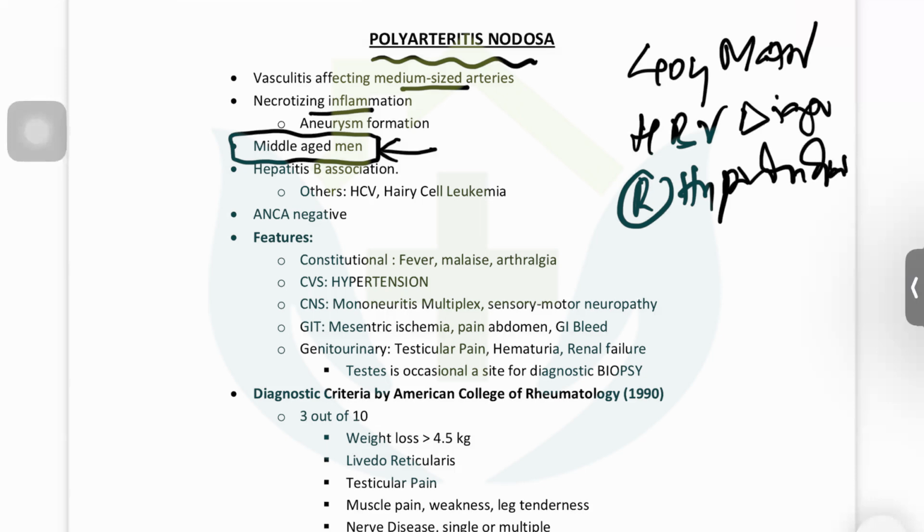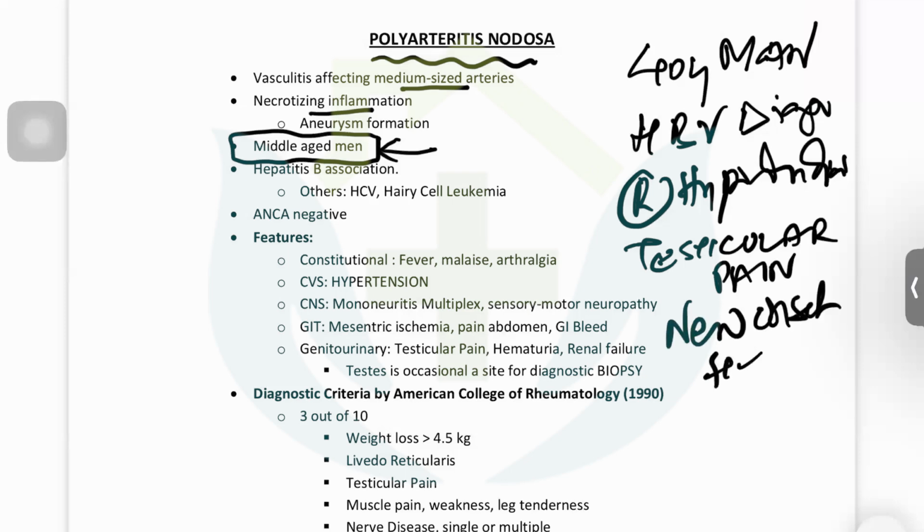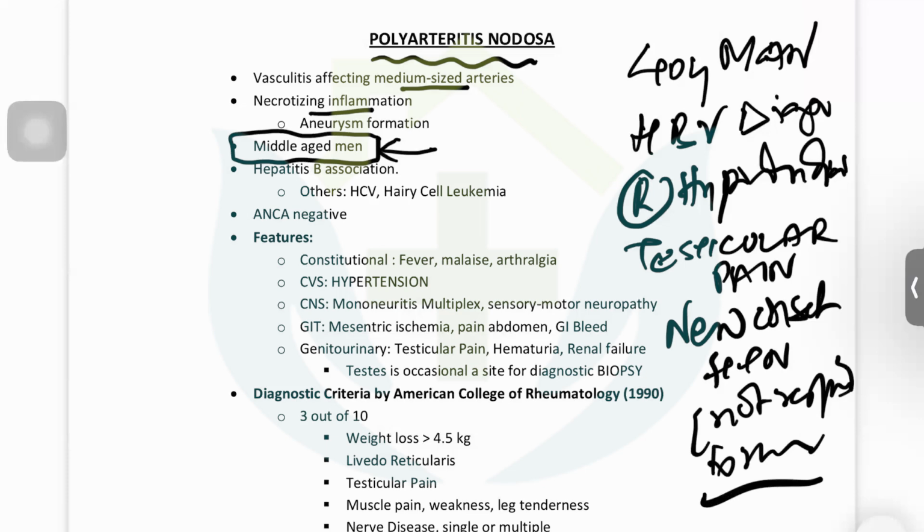Hepatitis B, right hypochondrial pain, testicular pain, orchalgia it is known as, and new onset hypertension, not responding to multiple drug combinations. Think of polyarteritis nodosa immediately. And they can give you a cake if they give you that the patient also had digital gangrene. You are done with the diagnosis then.